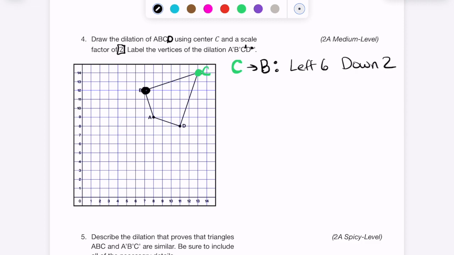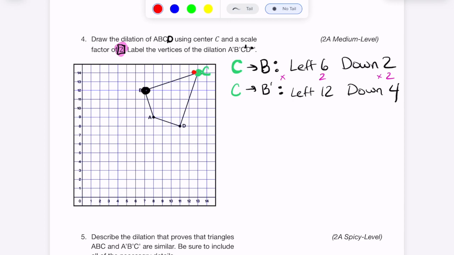And then we know we have a scale factor of 2. So now I want to figure out, how do I get from C to my new B, B prime? And to do that, I'm going to take these original directions and I'm going to multiply by my scale factor of 2. Left 6 is going to turn into left 12, and down 2 is going to turn into down 4. So from point C, I go 1, 2, 3, 4, 5, 6, 7, 8, 9, 10, 11, 12, and then down 1, 2, 3, 4.